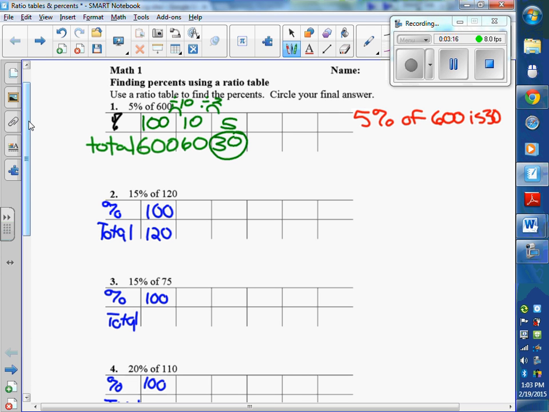For number 1, I did 5 over 100, and then I did 1 box over 600 over 1, and then I got 3,000 over 100, and then I reduced down to 30. Okay. It's not incorrect, but I want you to focus on keeping it simple with the ratio table. So let's try to keep it simple.